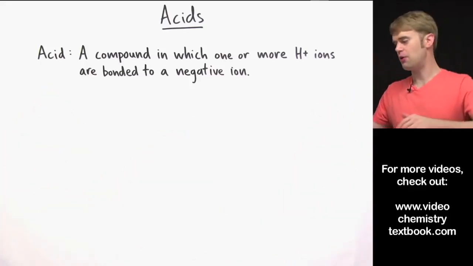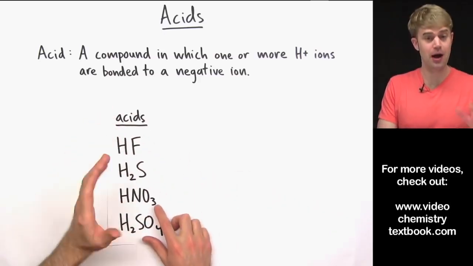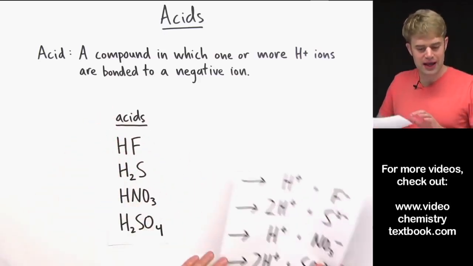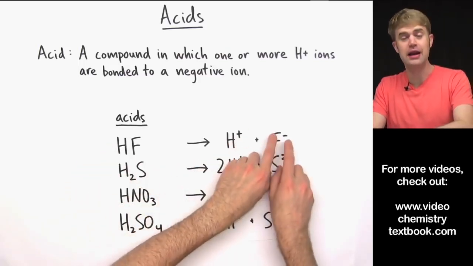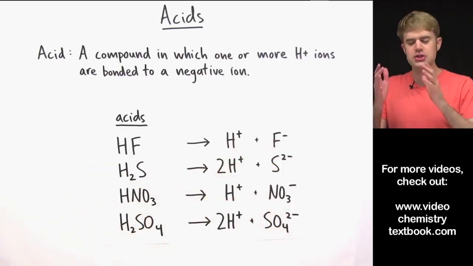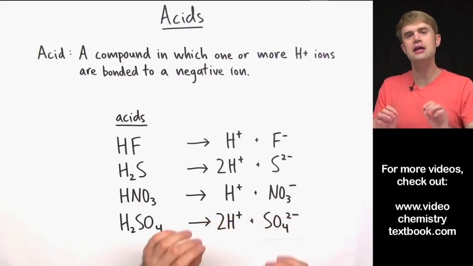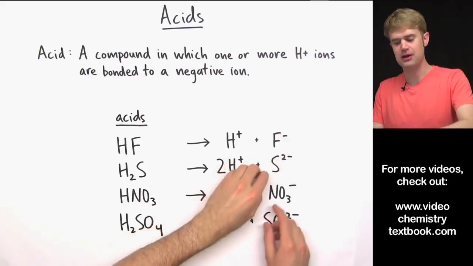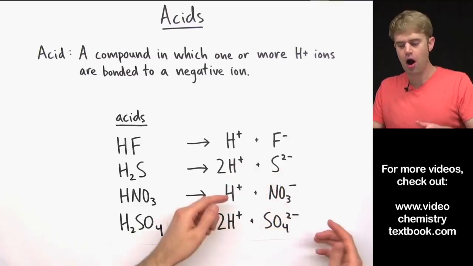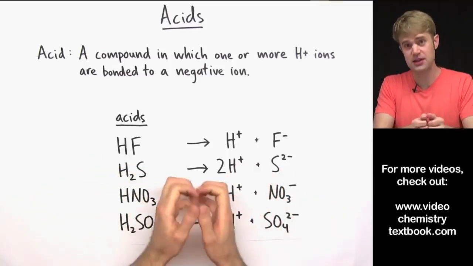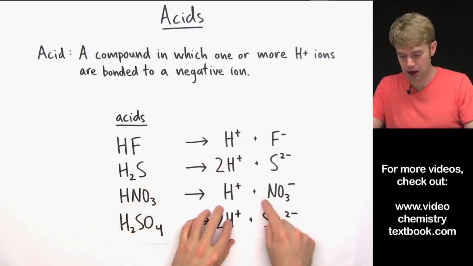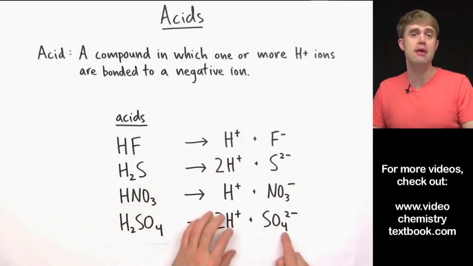So here I've got a list of some common acids, and we can break each one of these acids down into an H+ part and a negative ion part. Some of these negative ions are individual elements like F- or S2- here. Other ones of these negative ions are groups of elements that together have a charge. These are polyatomic ions like this one and this one.